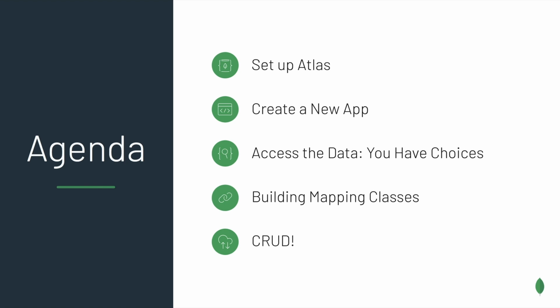And then we'll switch over to Visual Studio. We'll create a new ASP.NET app. We'll look at the default code that's in there. Then we'll switch back to the slides and spend a little bit of time looking at how you can use the driver to access the data that's sitting in Atlas. We have a bunch of choices in how we do that. We'll look at building what are called mapping classes to access the data easily, and then we'll do some reading and updating of the data from the application.